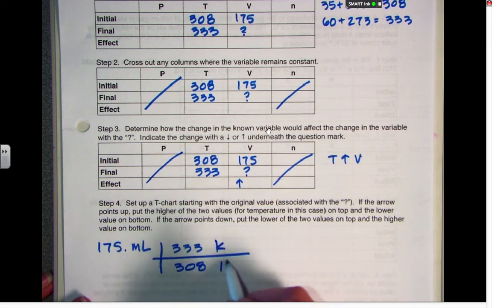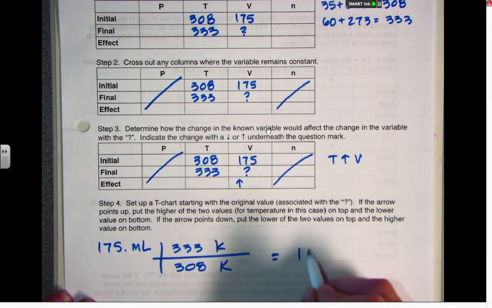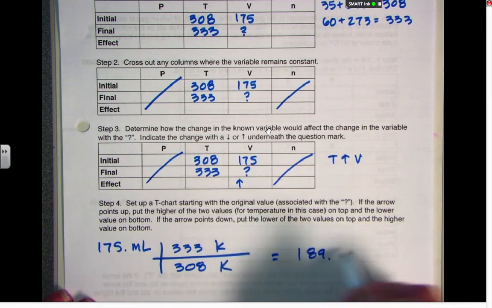These were in Kelvin. Now we take 175, multiply it by 333, divide it by 308, and it gives us 189.2 milliliters.